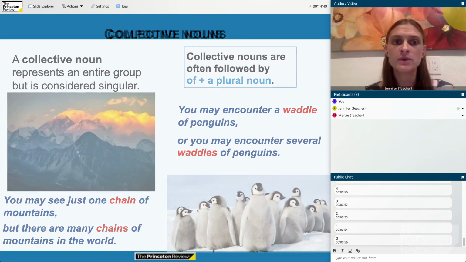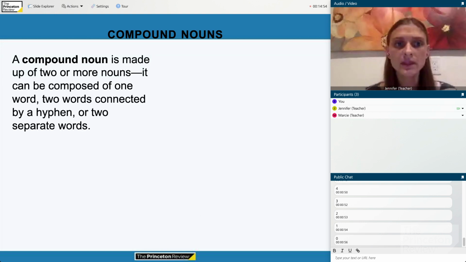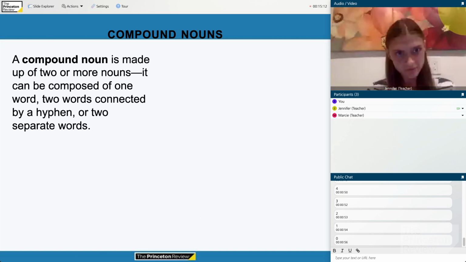And then we have our last type of noun here, the compound noun. And a compound noun is made up of 2 or more nouns. It could also be made up of a combination of nouns and prepositions and verbs and nouns. There's different parts of speech that can be integrated into a compound noun. And a compound noun can be just one word that was created by smushing 2 words together. Or it could be 2 words connected by a hyphen or 2 separate words. Some examples of compound nouns have 3 words, and some of them have 3 words connected by hyphens.